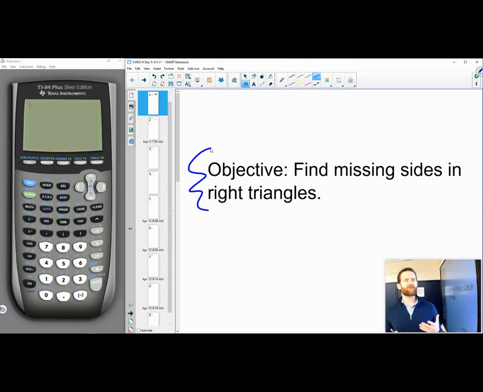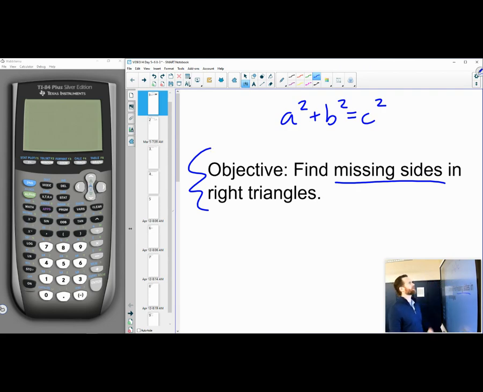So this objective actually should sound pretty familiar. You already know how to find missing sides in a right triangle. Whenever you see a right triangle, you should think, oh, I might be able to use the Pythagorean theorem. a squared plus b squared equals c squared. So keep that in mind as we're approaching this lesson.